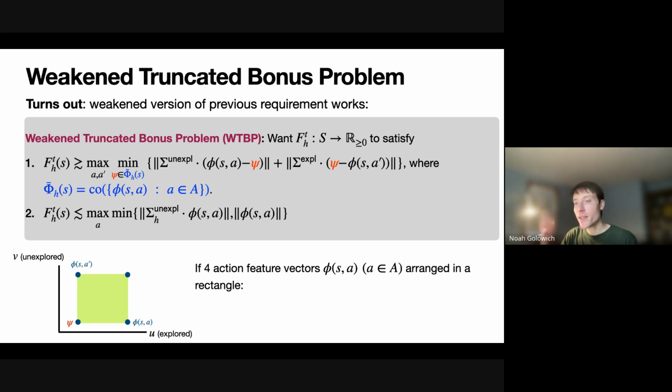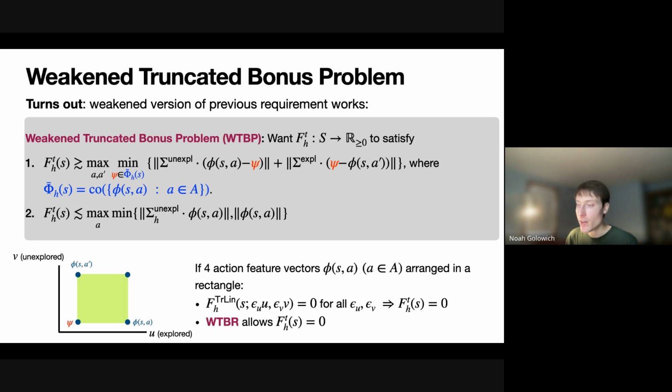And so if we go back to this problematic instance that posed an issue for the previous problem, namely where the 4 feature vectors are arranged in a rectangle, once again, the truncated linear bonus is going to be 0, which requires that FHT of S is 0 by my definition of FHT of S. But the nice thing is that this weakened truncated bonus problem actually allows FHT of S to be 0.